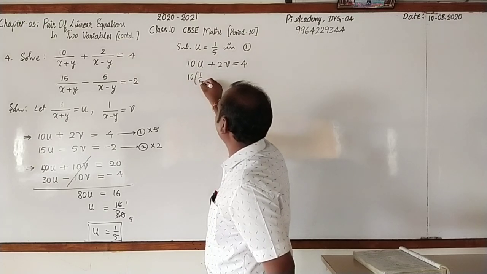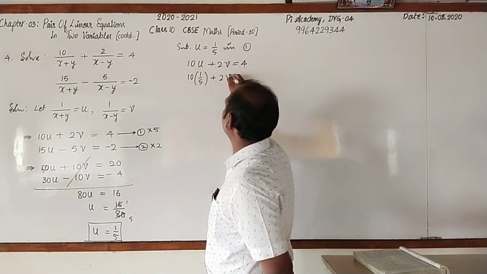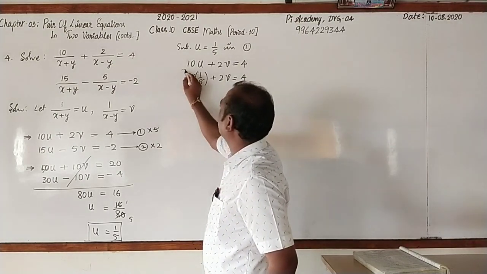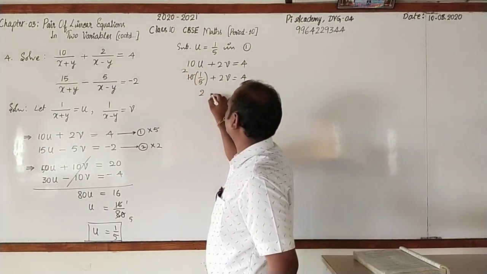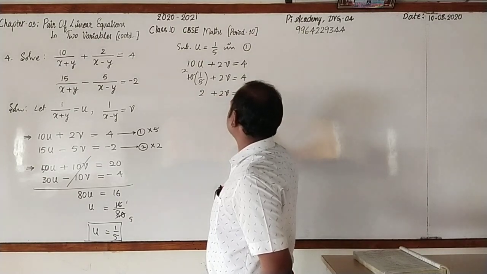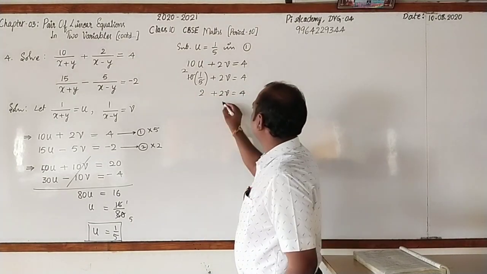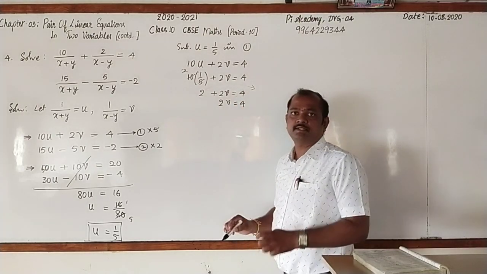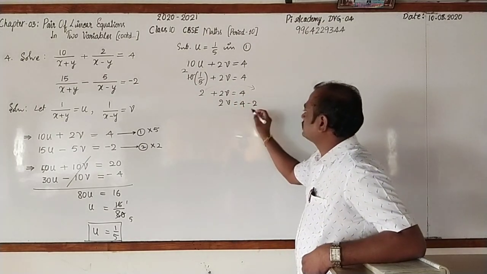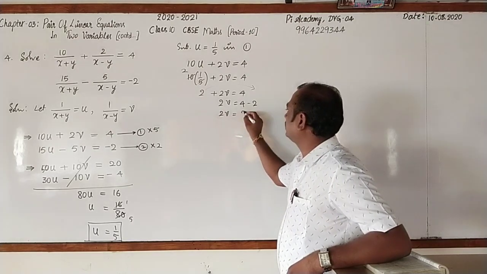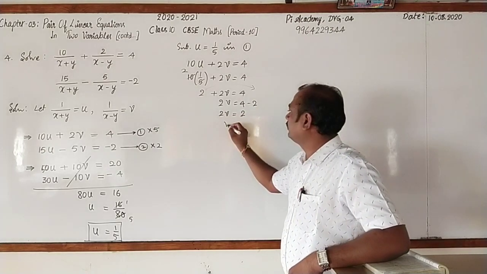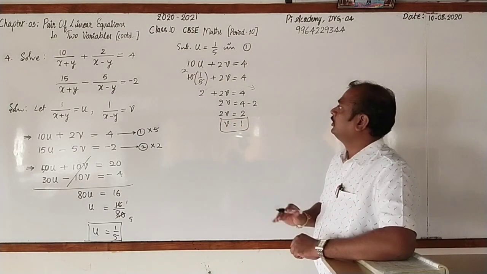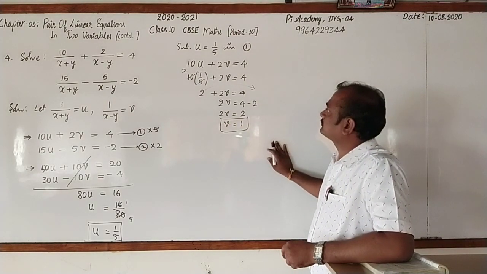10 into 1 by 5 plus 2V is equal to 4. Cancel it. 5 into 1 by 5 is 1, so 2 1s are 2, plus 2V is equal to 4. Then 2V is equal to 4. Transfer 2 to the right hand side, it becomes minus 2. Then 2V is equal to 2. Then V is equal to 2 by 2, it is 1. Hope that you have understood.